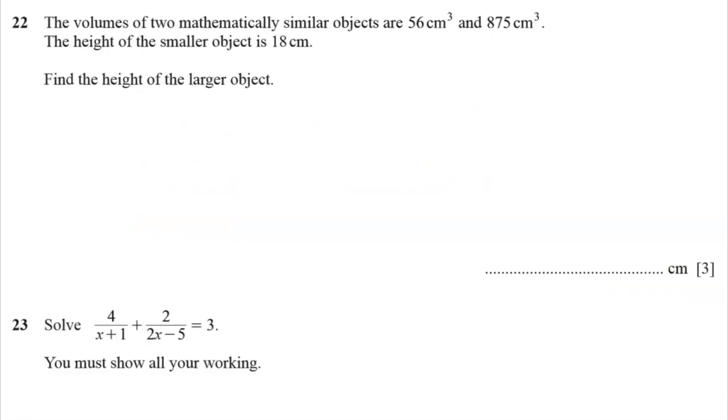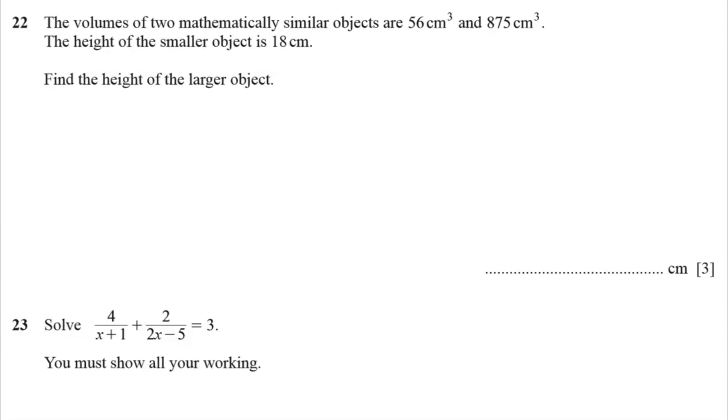Right. The volumes of 2 mathematically similar objects are 56 centimeters cubed and 875 centimeters cubed. The height of the smaller object is 18 centimeters. What's the height of the larger object? We need a scale factor, and I don't think we actually have studied this yet. So is it possible for you to do? It'd be pretty hard for you to do.